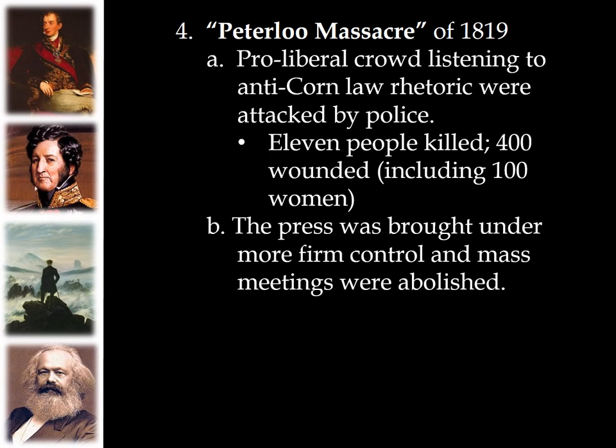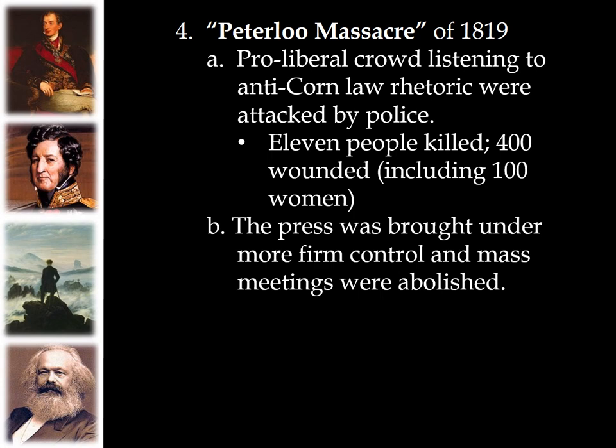The press was brought under more firm control and mass meetings were abolished after this. This is why the liberals refer to it as the Peterloo Massacre. It happens in Peterloo, England. It's not really a massacre. Only 11 were killed. But that phrase, Peterloo Massacre, which is what the press reported it as, is one of the reasons why the press would be brought under firmer control and mass meetings abolished, because this would incite more rebellions all over England. And so they had to keep a cap on that.